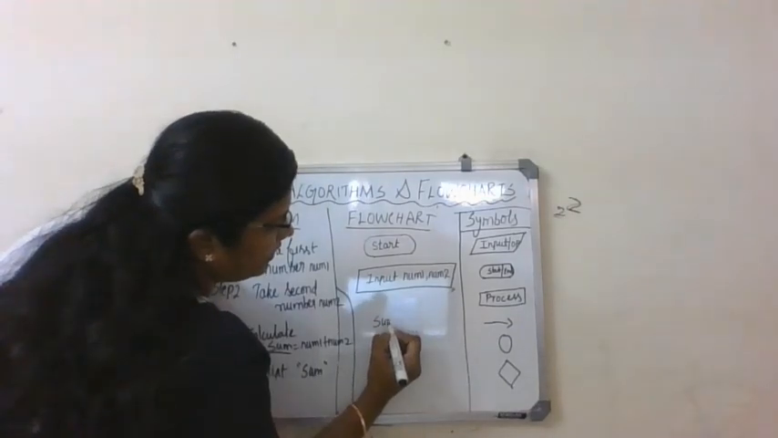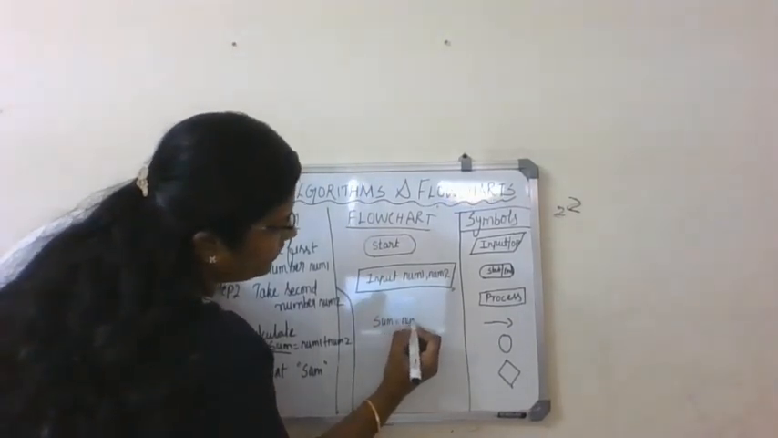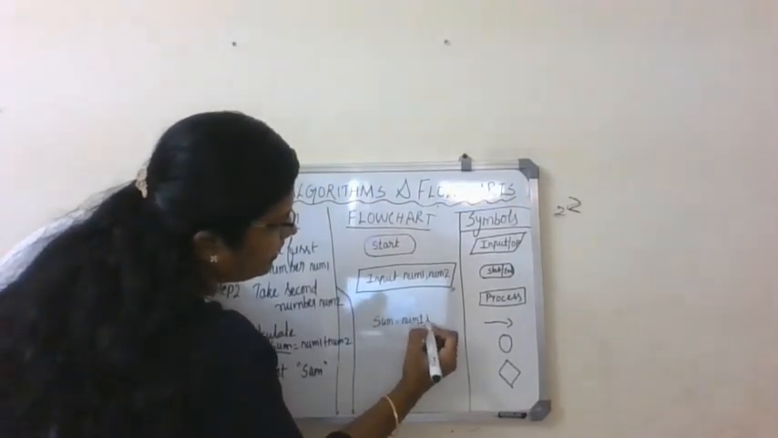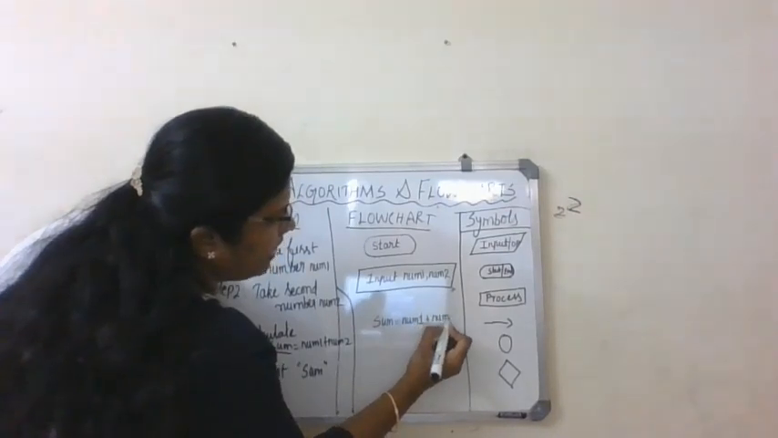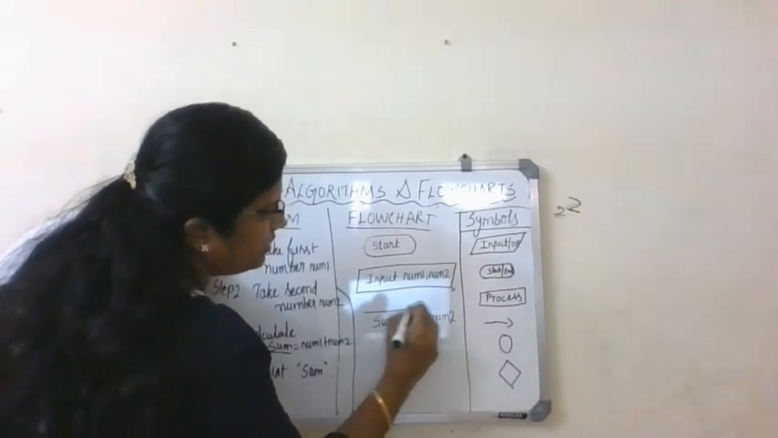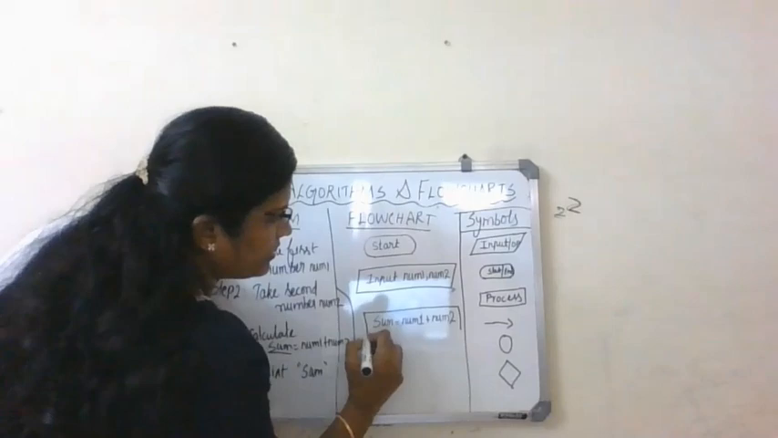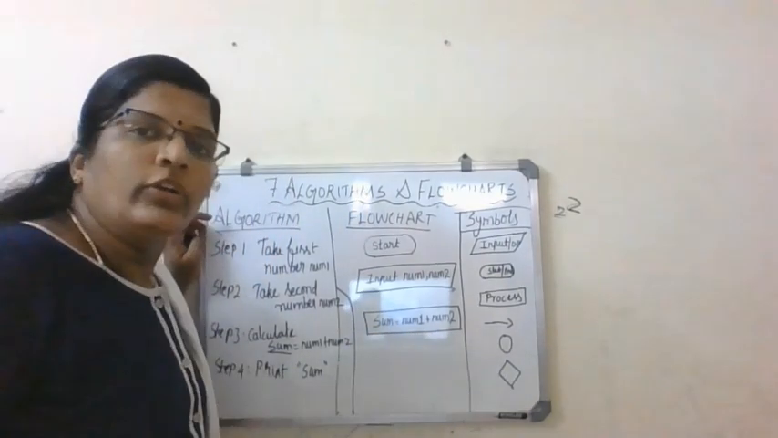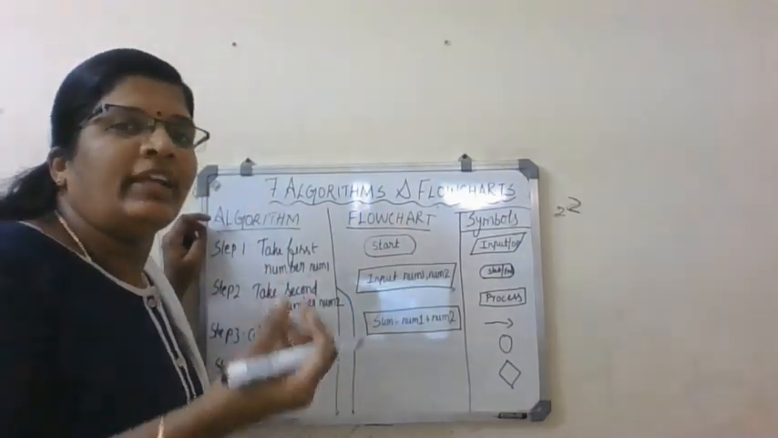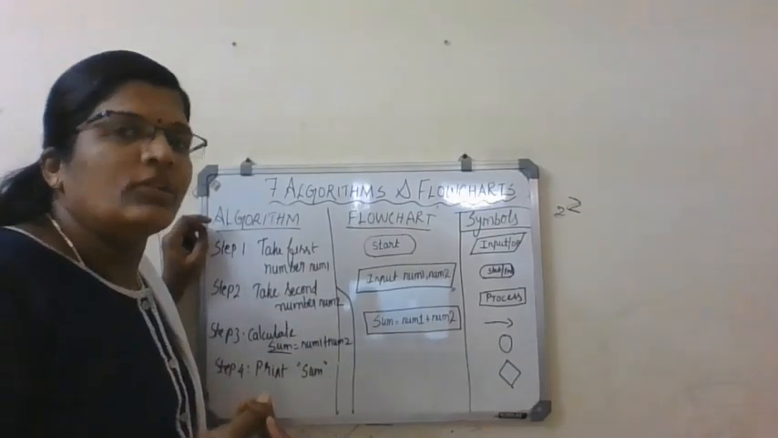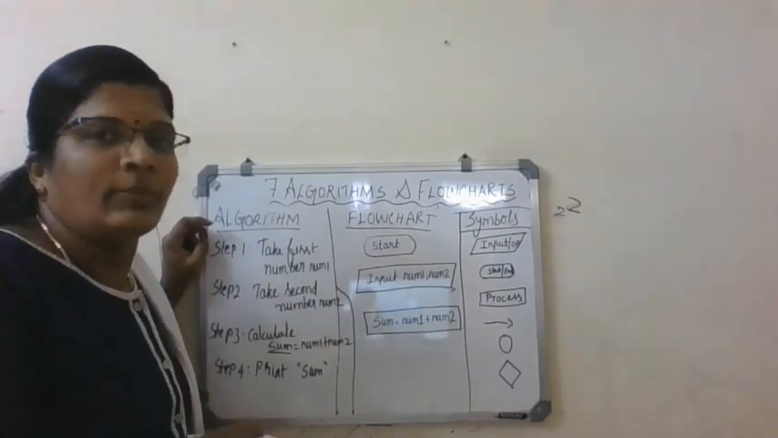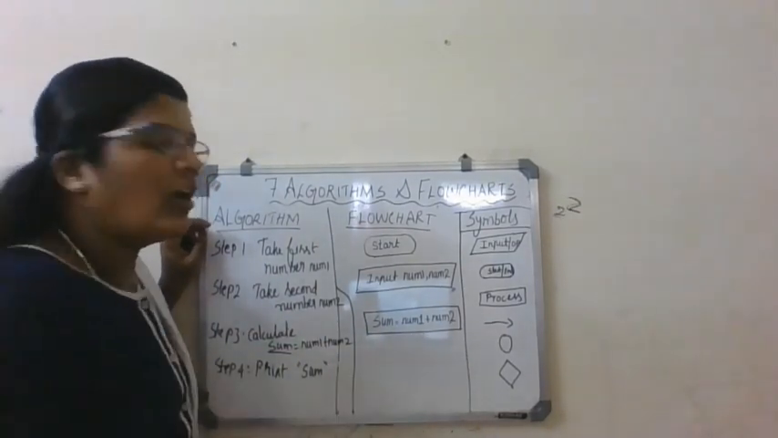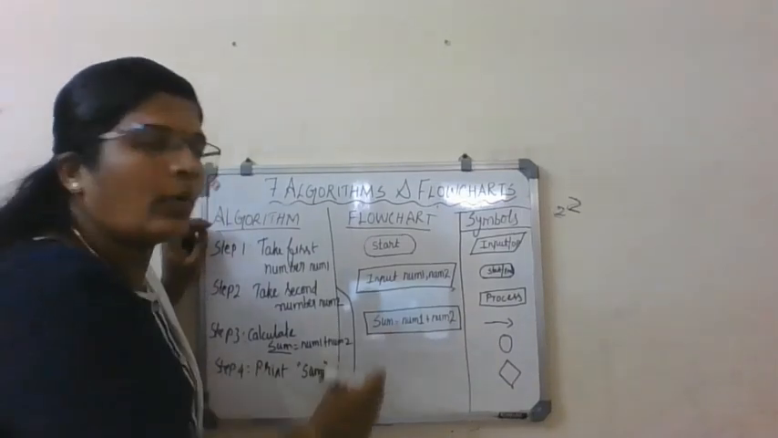Sum is equal to num1 plus num2. So after writing, make a box. If you draw the box first, then write, you won't get sufficient space to write. So better write it first and then draw the box. Okay. So this is for input and this is for processing.